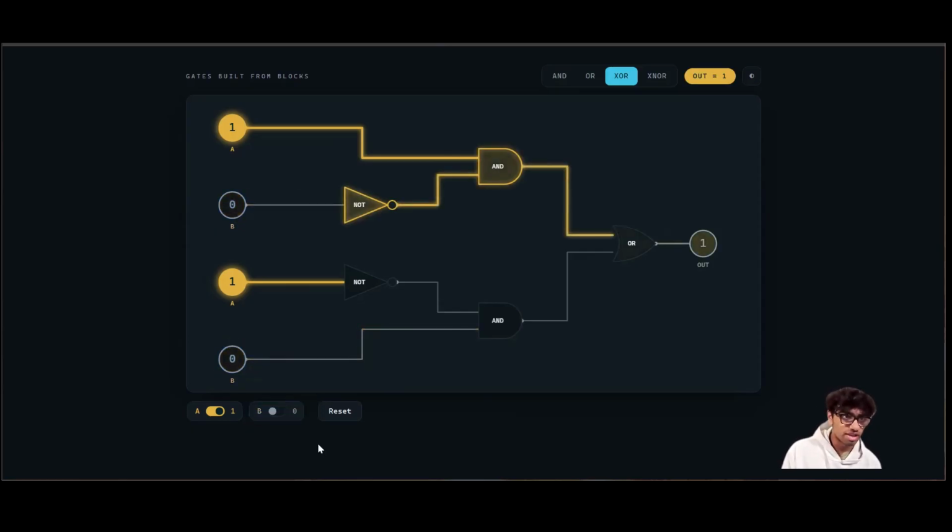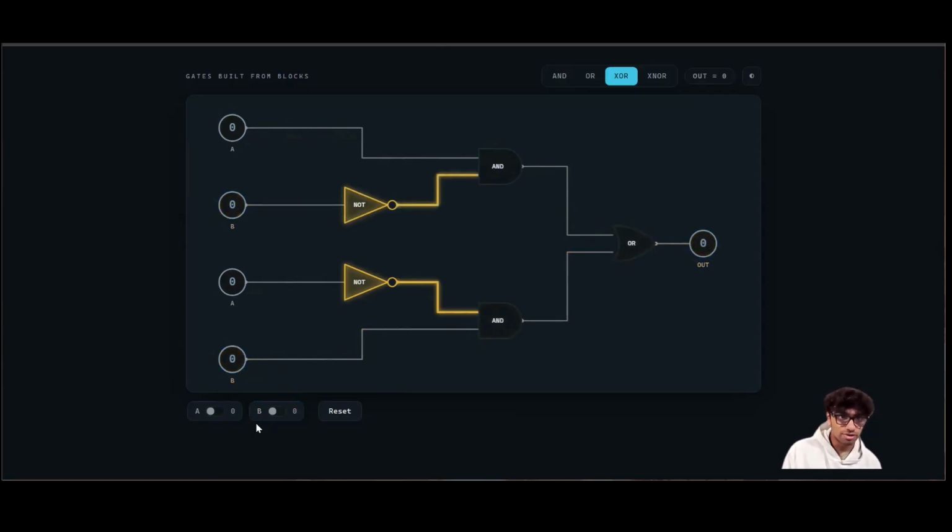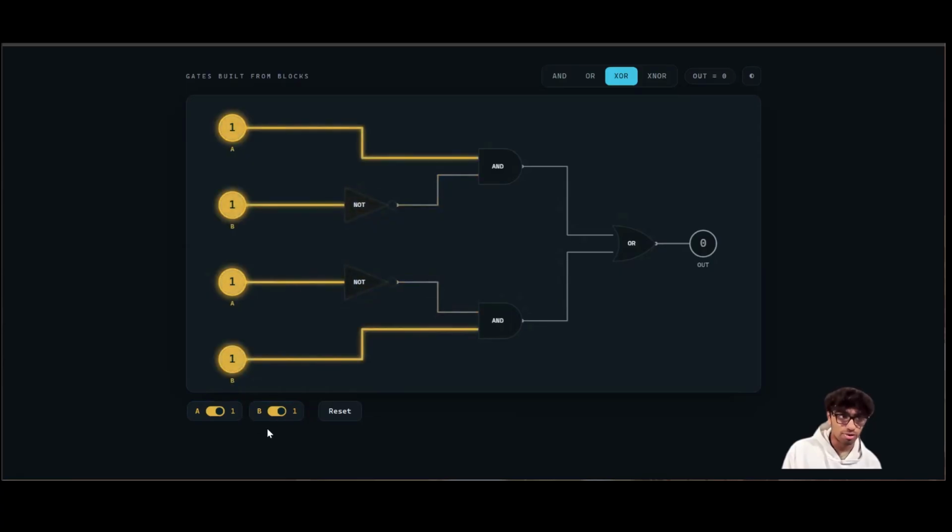And you can see if I input 1 and 0, then I get 1 out. If I input 0 and 1, then I get 1 out. But if they're both 0, then I get 0 out. And if they're both 1, then I also get 0 out. And you'll see that XNOR has the opposite.